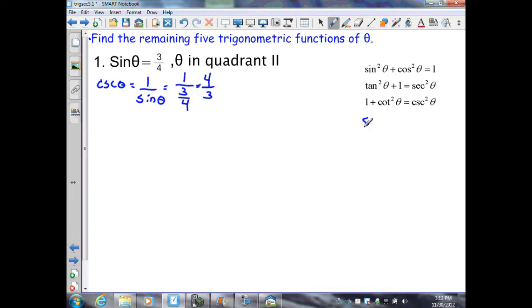So we have sine theta equal to 3/4, and we have cosecant theta equal to 4/3.